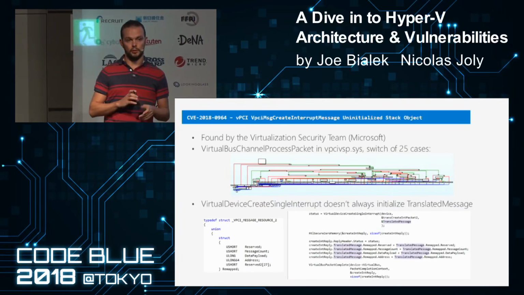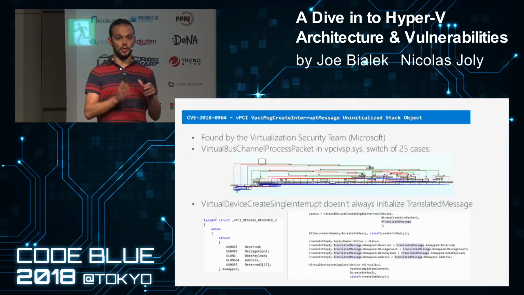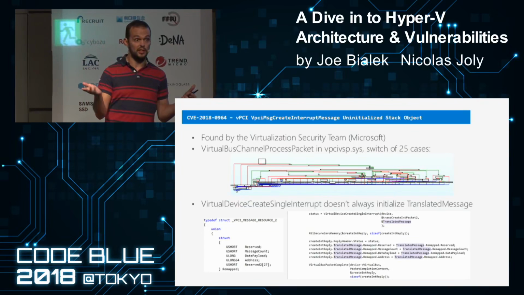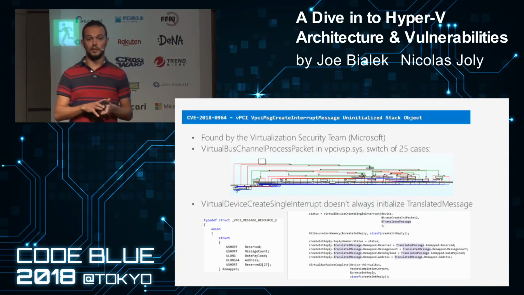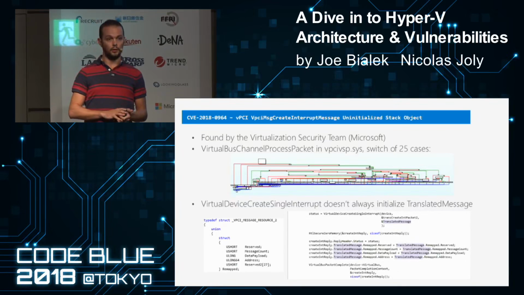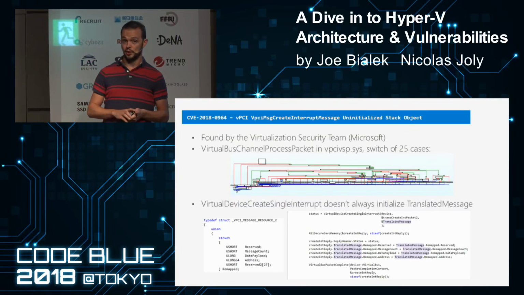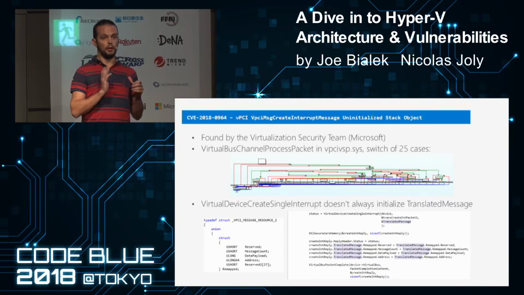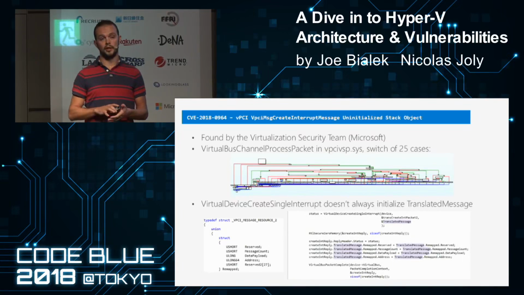Unfortunately, what the developer didn't do was initialize it before, in case an error, an issue, or an exception was detected. And that's exactly what happened. So this bug was found by the virtualization security team at Microsoft. And they figured out that by causing an exception in that function, the stack buffer would be left uninitialized and sent back to the guest.